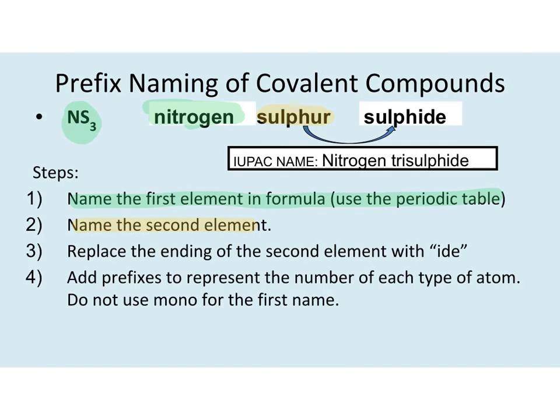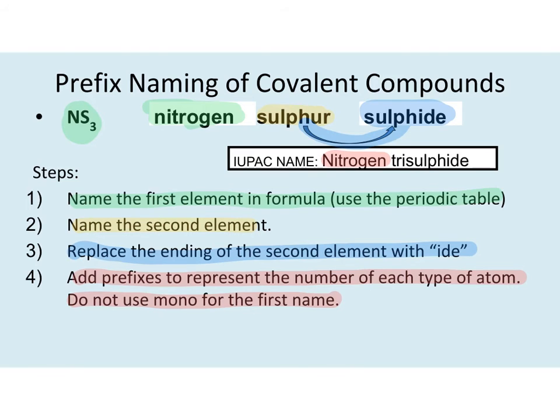All right, what about step 3? Step 3 is replace the ending of the second element with "ide." So we're going to change sulfur to sulfide, just like we were doing in ionics. So really, this almost looks like an ionic name right now, nitrogen sulfide. But here's the key, and this is the last step, and this is what really separates it from ionics: we add prefixes to represent the number of each type of atom. And we don't use mono for the first name. So the first one, we have nitrogen, and we only have 1 of them. If it was the second name, then we would have to put mono in there, but we're just going to name it nitrogen, okay, because there's only 1 of them.